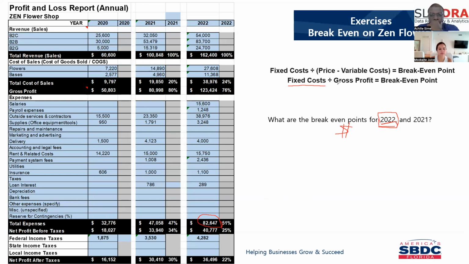So what is your price minus variable cost, this portion, which is your gross margin? Sorry, it should have been gross margin. Sorry. This is your gross profit.